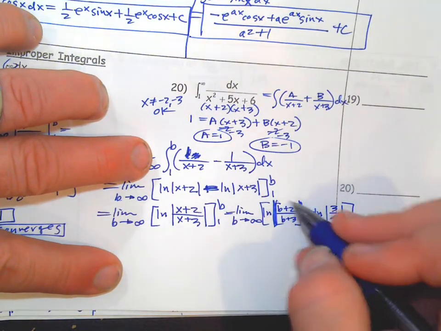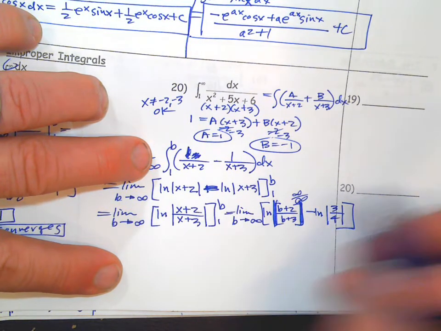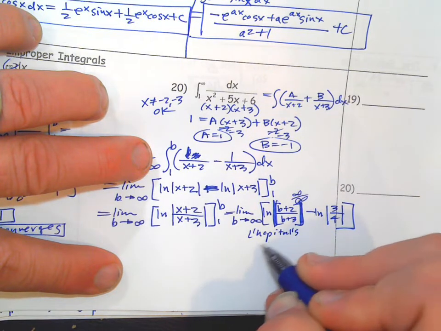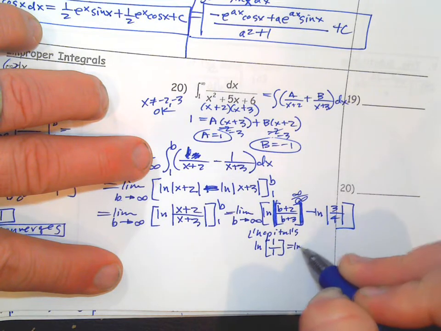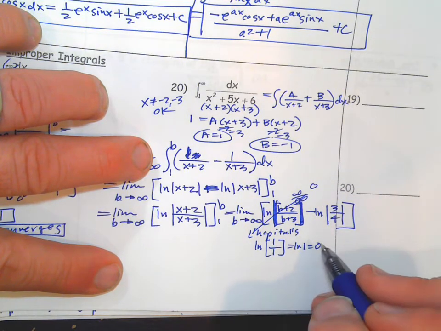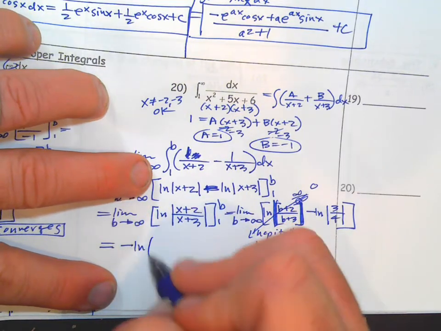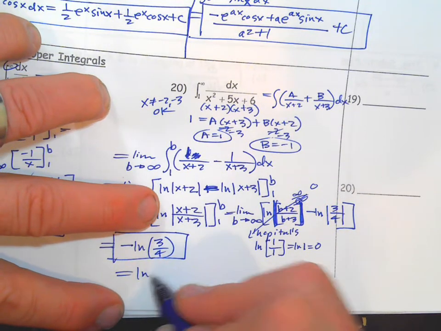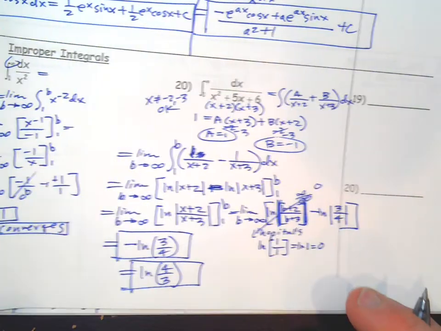Now, as b goes to infinity, you're going to get infinity over infinity in here, which is an indeterminate form. Technically, you would have to use L'Hopital's rule. And L'Hopital's rule would say, okay, well, let's take the derivative of the top and the bottom, and you get natural log of 1, which is 0. So that is going to go to 0. There's the work to support it. So we just have this left over: negative natural log of 3/4, or natural log of 4/3 if you want to bring the negative in. So there you go.